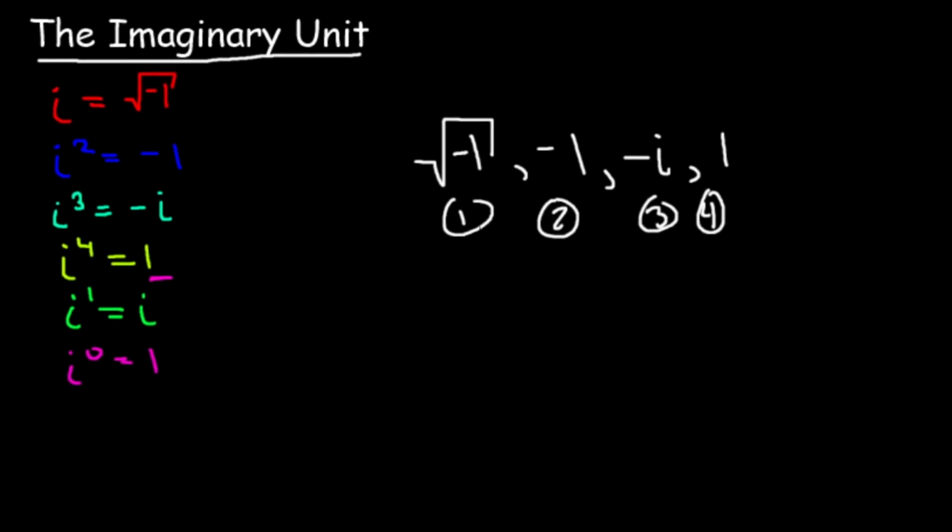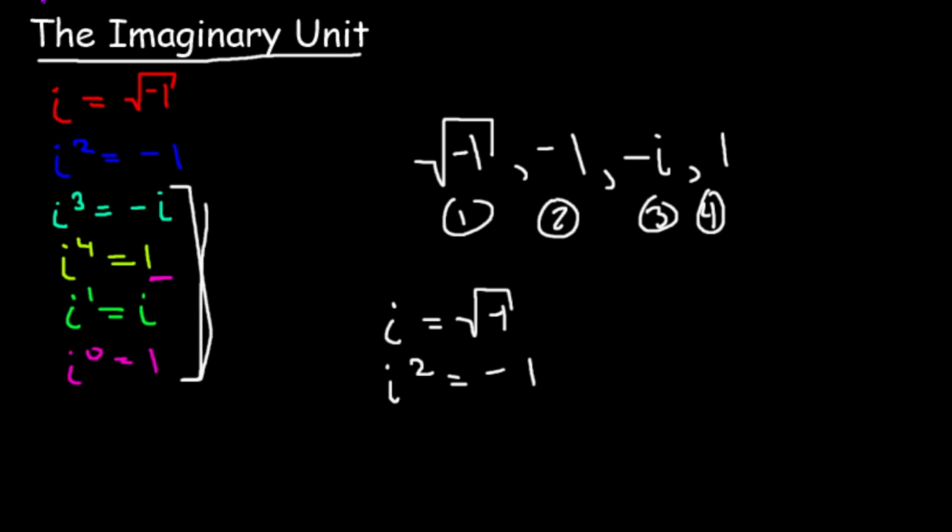Alright, that's some background information about the imaginary unit, which is i, and what it is alone. We know that it is the principal square root of -1. i squared is equal to -1, and we found out by simple exponent laws and properties these other powers of i.